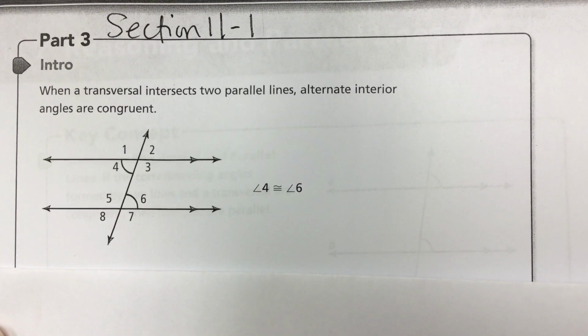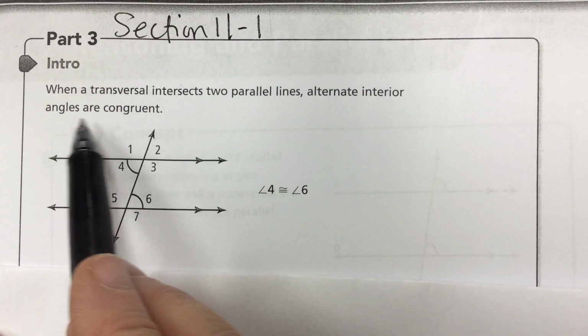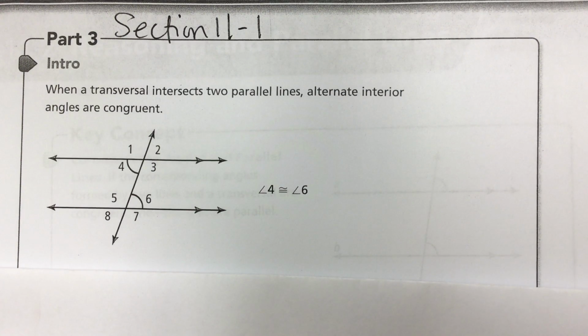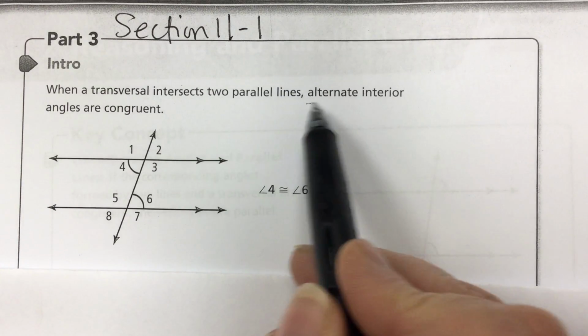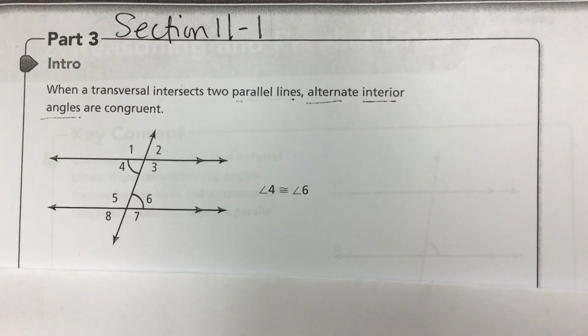Section 11-1, Part 3. When a transversal intersects two parallel lines, alternate interior angles are congruent. So we already know that when lines are parallel, corresponding angles are congruent. Now we know that alternate interior angles are congruent as long as lines are parallel.